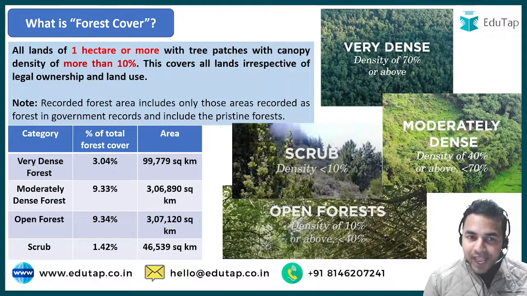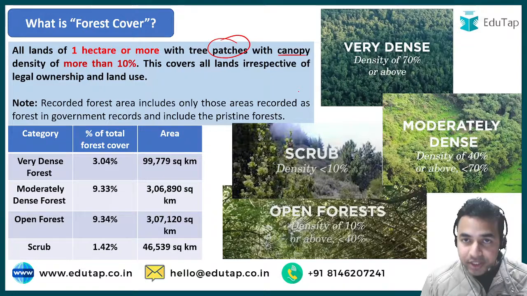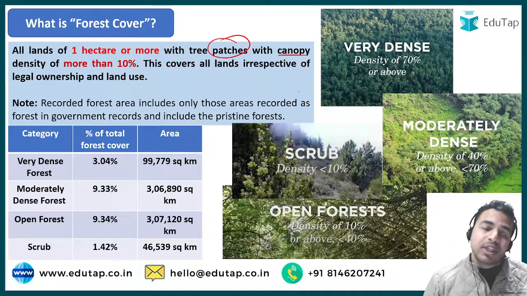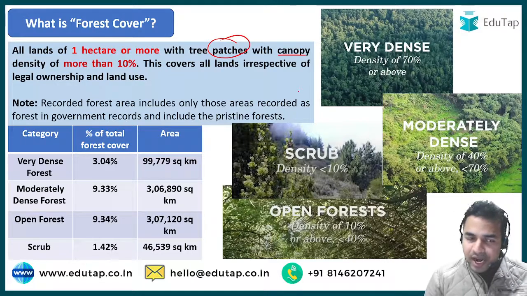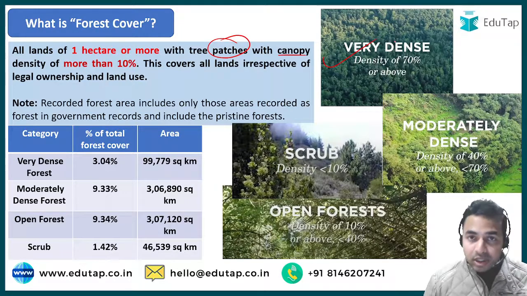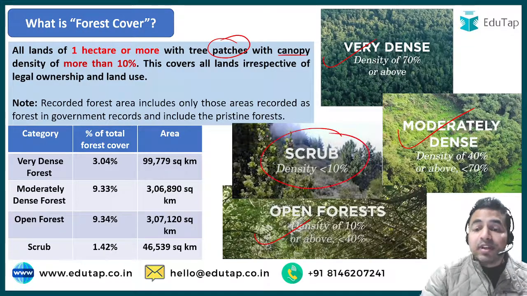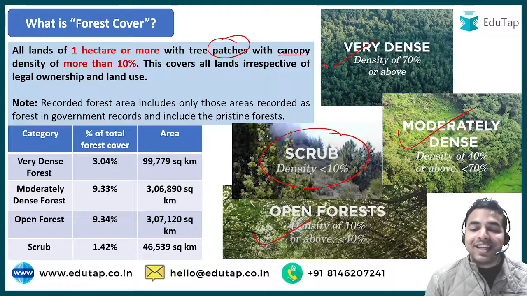Now as per the report, the forest cover comprises land of 1 hectare or more, with tree patches with a canopy density of more than 10%, and this covers all the lands irrespective of the legal ownership as well as the land use. And this report divides the Indian forests into 4 different categories. First, the very dense forest, having a canopy density of 70% or above. Then moderately dense, having a canopy density between 40% to 70%. Then there are open forests having a canopy density of 10 to 40%, and then there are scrubs, which have the lowest canopy density, less than 10%.